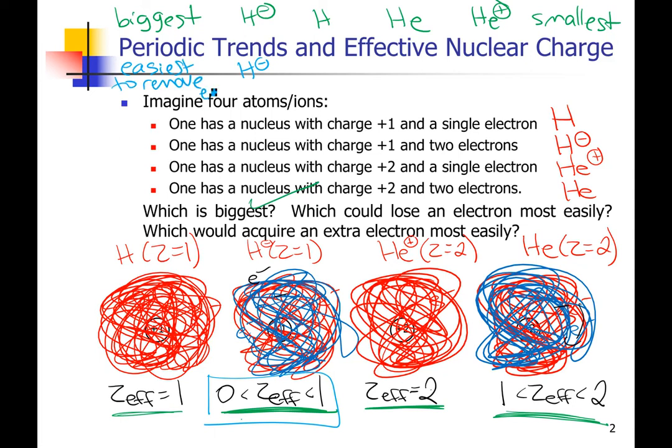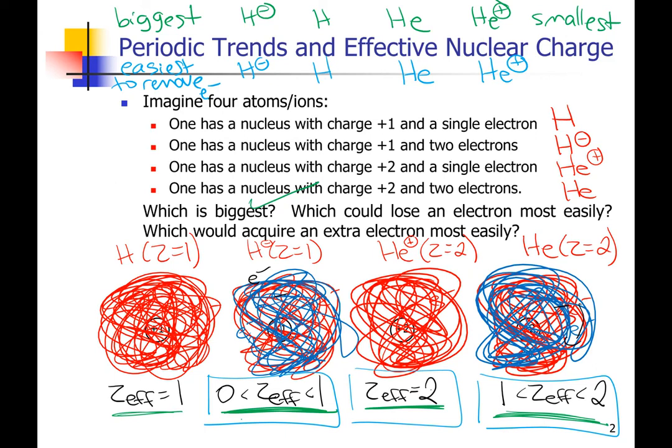And then, as you can imagine, the one that will be hardest to remove electrons from will be the helium cation, because that is the one in which the electron is held the most tightly. And of the two neutral species, the helium is holding its electrons more tightly than the hydrogen is, and so it has a higher effective nuclear charge and will therefore require more energy to remove the electron from. And so there is our ionization energy trend for this series.